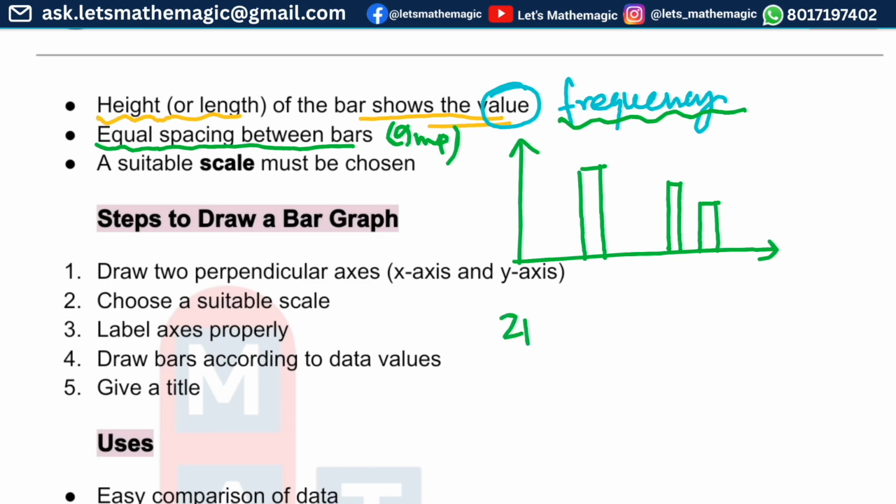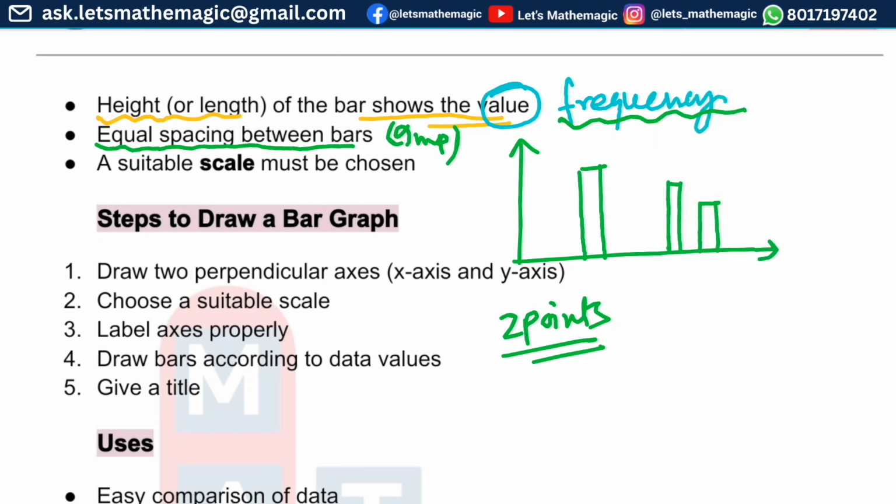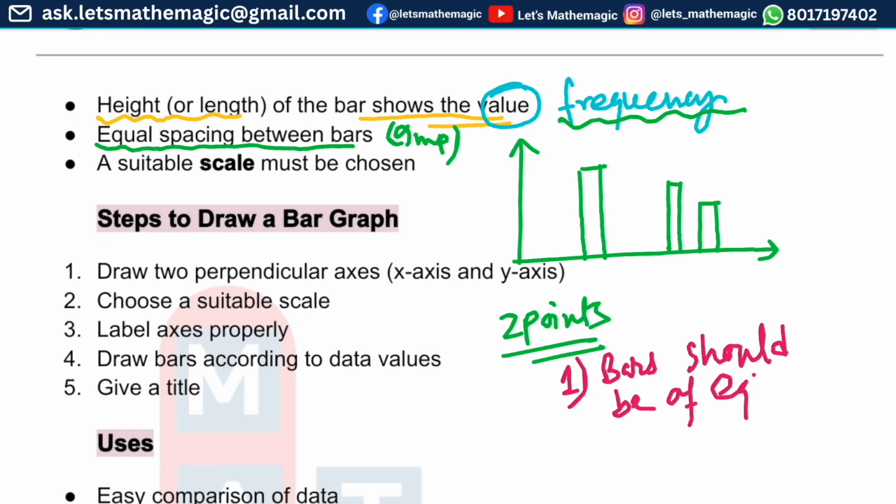There are 2 points you need to keep in mind whenever you are drawing a bar graph. What are the 2 points? The point number 1: the bars should be of equal width. That means the thickness of the bars should be equal, which in this case is not equal. You will see this one is a bit thicker and this one is a bit thinner, right?